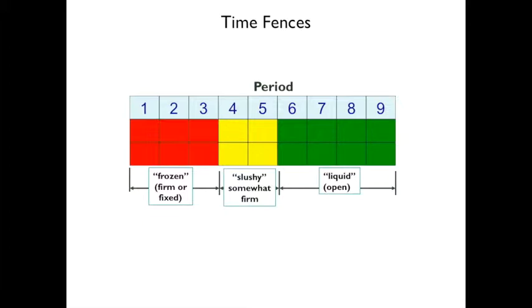Time fences. So here you have periods. The periods could be weeks, months. The first 3 periods are what's considered frozen, firmed, or fixed. You have plans and you're going to stick with those plans. The next 2 periods are somewhat slushy or somewhat firm. You have tentative plans there. And then periods 6, 7, 8, and 9, that's liquid or open. You're very flexible on what's done out in those periods.